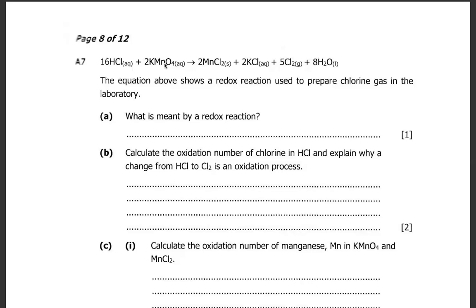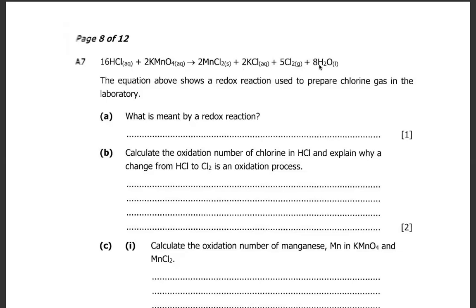This is potassium permanganate or potassium dichromate? I confuse these two. Or maybe they are the ones that confuse me. Potassium permanganate. Yes, potassium permanganate, that's right. So hydrochloric acid reacting with potassium permanganate to form manganese chloride plus potassium chloride plus chlorine gas, as well as 8 moles of water.